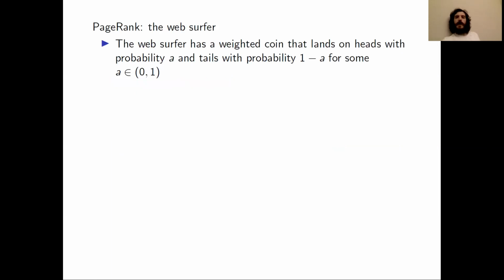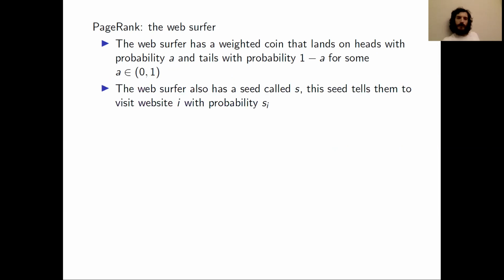So we're going to start out by briefly reviewing the model that's used in PageRank. And that model is a model of a web surfer. We'll assume that this web surfer has a weighted coin. The coin will land on heads with probability a, and it will land on tails with probability 1 minus a. The surfer also has a seed. We'll call that seed s. The seed will tell them to visit website i with probability s sub i.